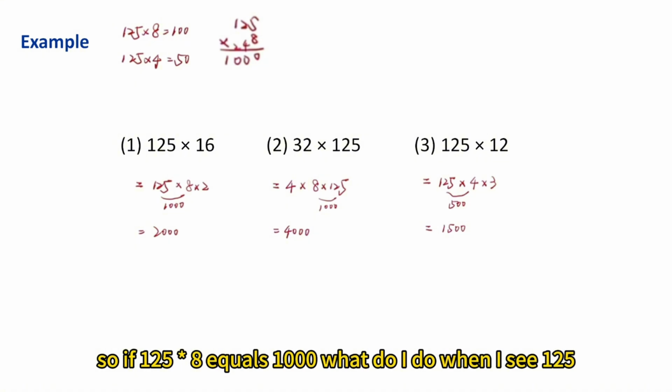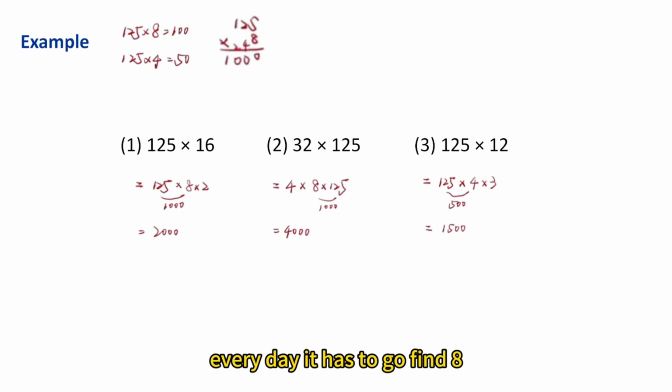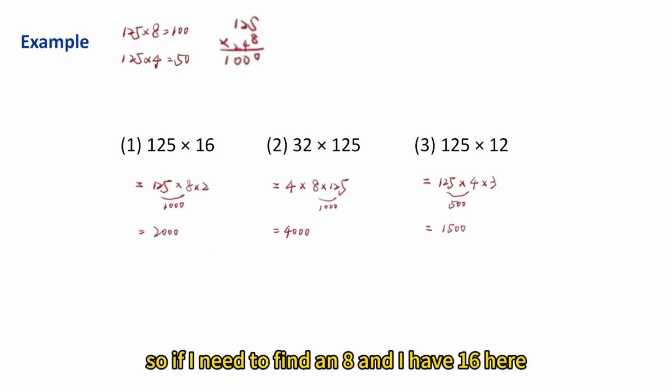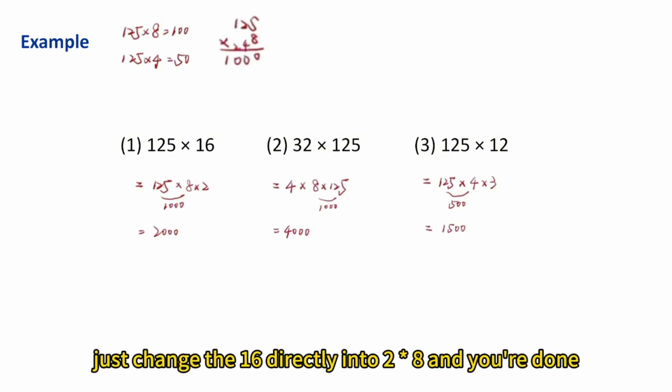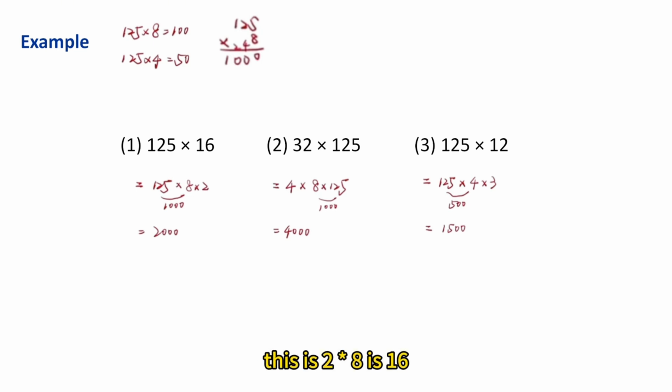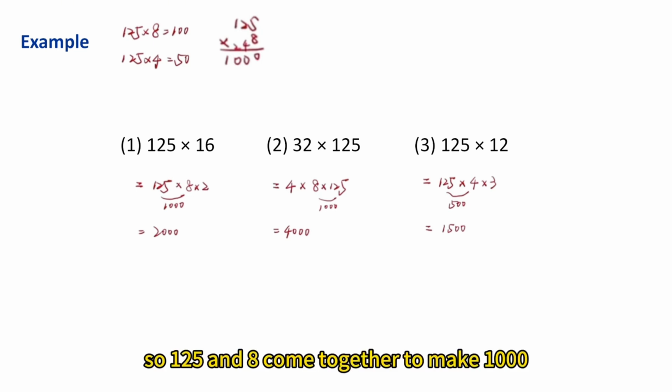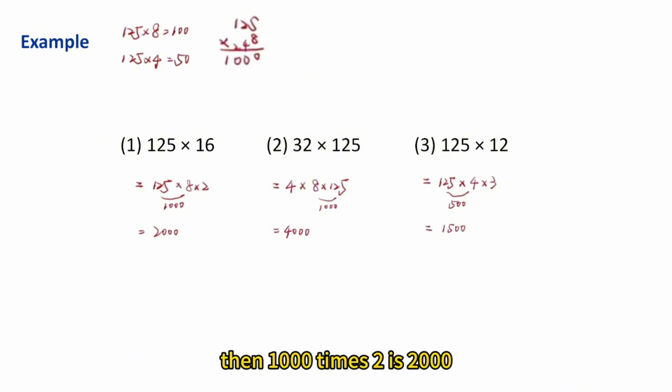So if 125 times 8 equals 1000, what do I do when I see 125? I have to go look for an 8, right? Every day it has to go find 8 to play with. If I have 16 here, 2 times 8 is 16, so just change the 16 directly into 2 times 8, and you're done. So 125 and 8 come together to make 1000. Then 1000 times 2 is 2000. No problem.